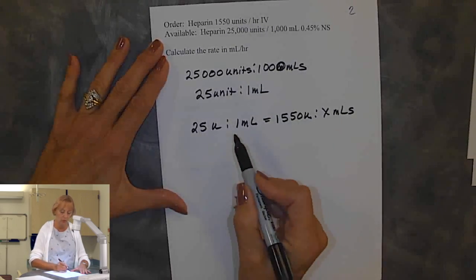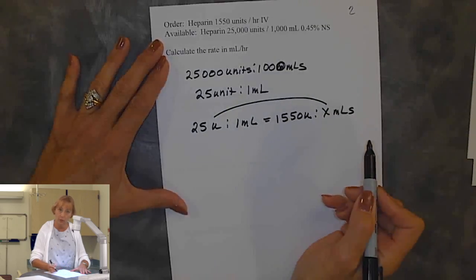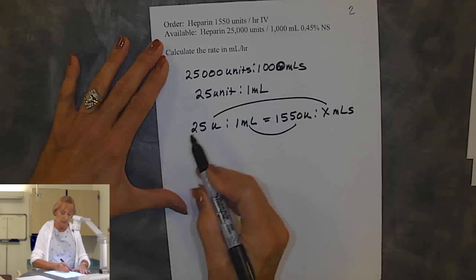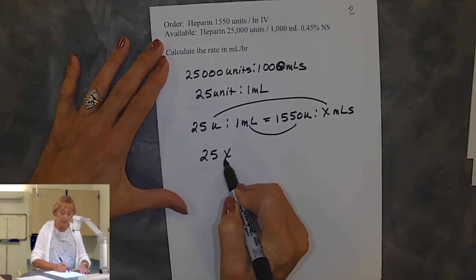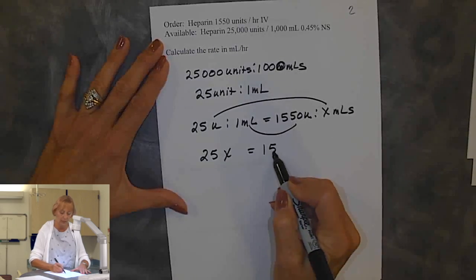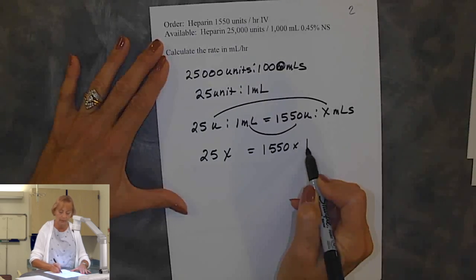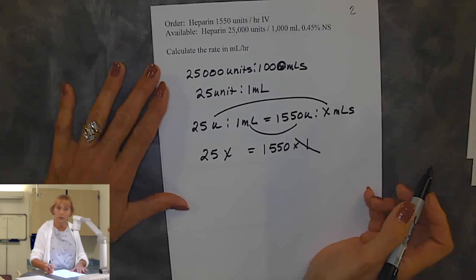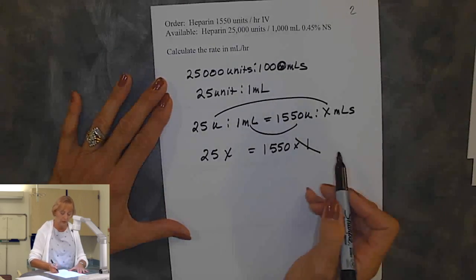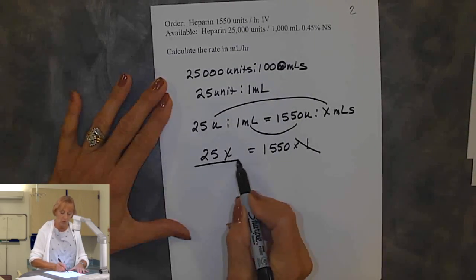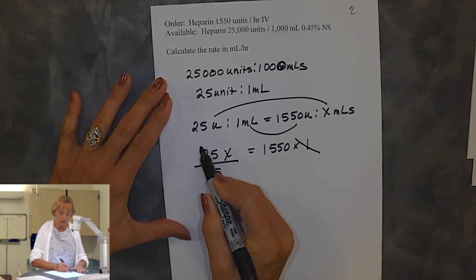All right, so that's ratio and proportion. You're going to multiply your extremes and then your means. So you have 25x is equal to 1,550 times 1. So you can get rid of that because 1,550 times 1 is 1,550. So then all you want to do is you want to get rid of your 25s.